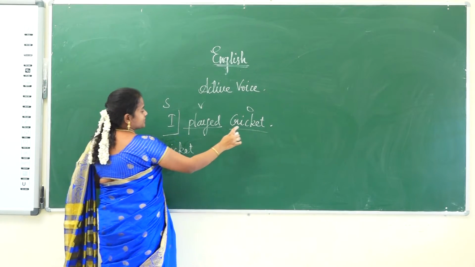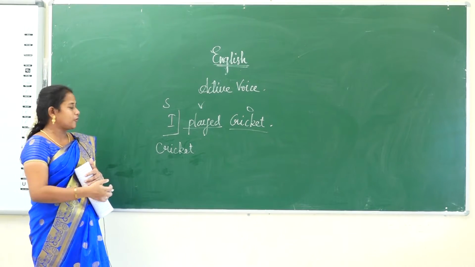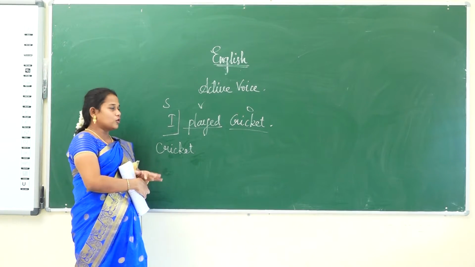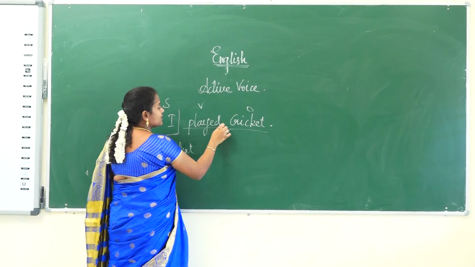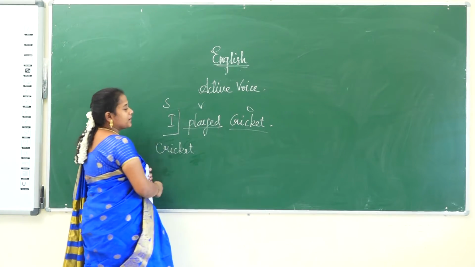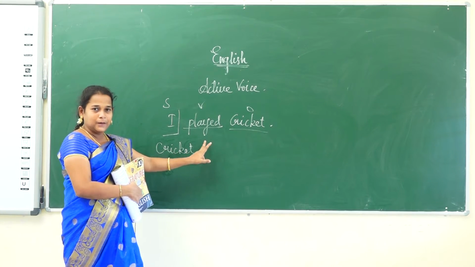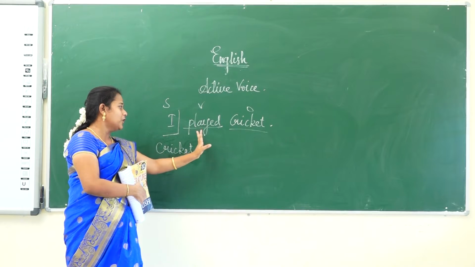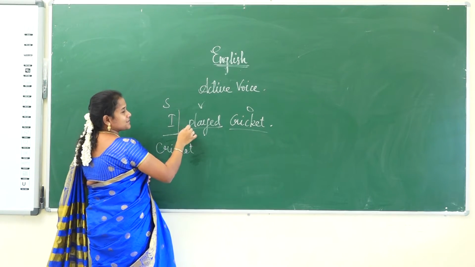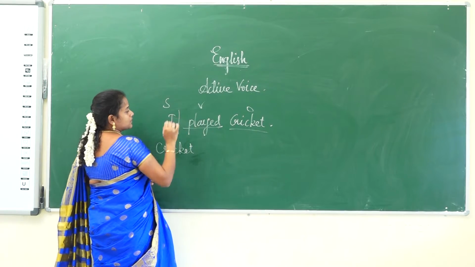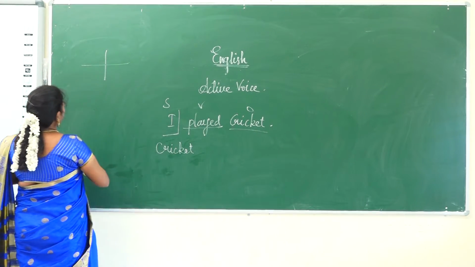You have to check whether the object is in plural form or singular form. Here cricket is singular. Next, we have to see what is the tense form of the verb. It is given in the past tense, V2 form, played. It is in the form of past tense. So, we have to supply the verb past singular. Already I taught you which is singular and which is past tense.